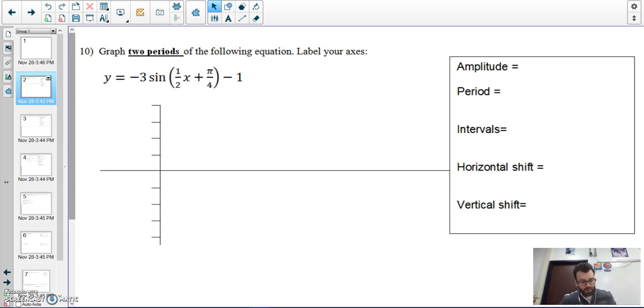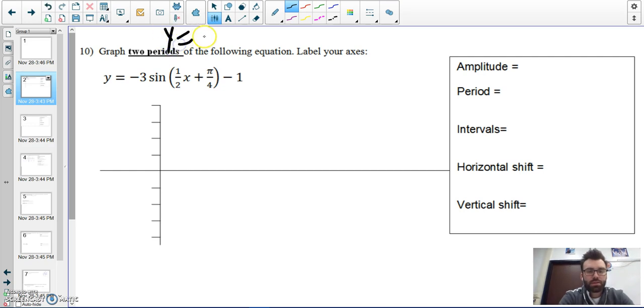All right, here we go. Then we got 10, 11, 12, possibly more. We're going to start out with number 10. Remember, don't forget our sine, cosine come in this form.